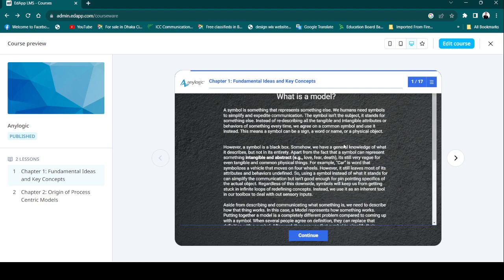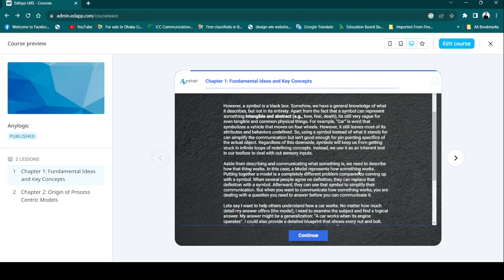A symbol is something that represents something else. We humans need symbols to simplify and expedite communication. The symbol isn't the subject, it stands for something else. Instead of describing all the tangible and intangible attributes or behaviors of something every time, we agree on a common symbol and use it instead. This means a symbol can be a sign, a word or name, or a physical object.